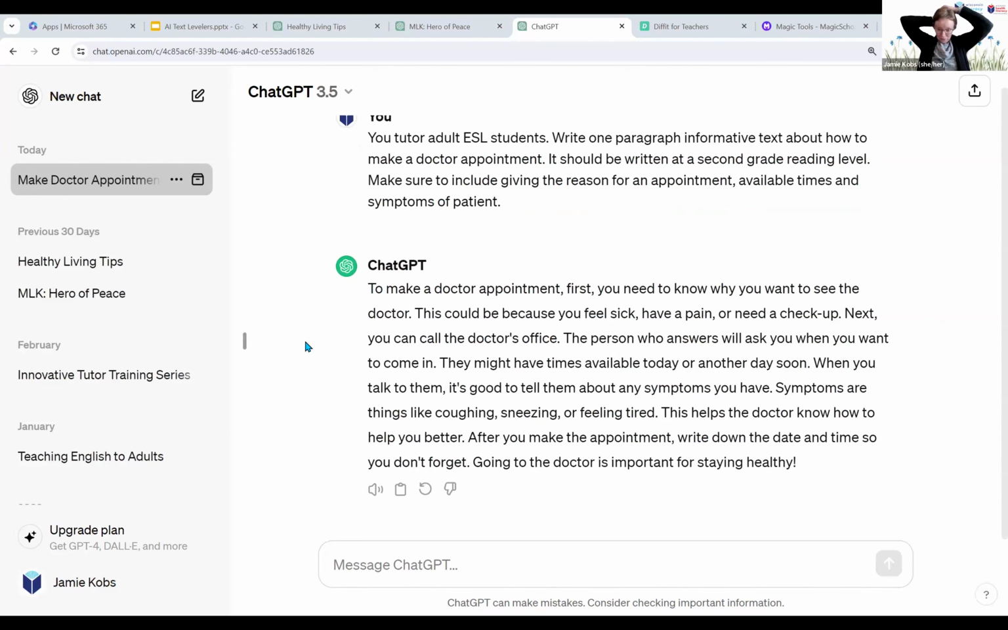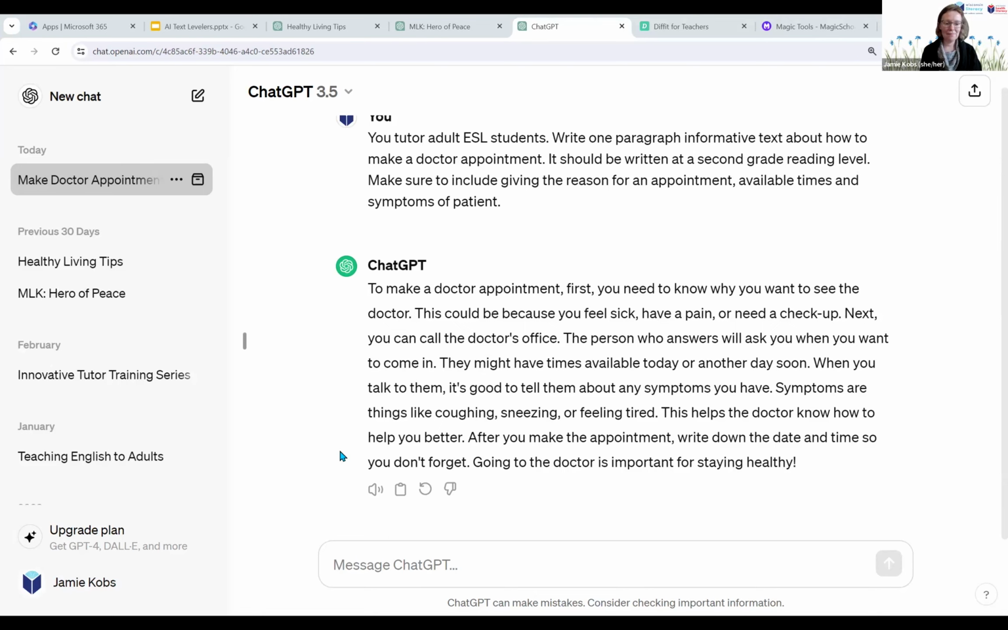To make a doctor appointment, first you need to know why you want to see the doctor. This could be because you feel sick, have a pain, or need a checkup. Next, you can call the doctor's office. The person who answers will ask you when you want to come in. They might have times available today or another day soon. When you talk to them, it's good to tell them about any symptoms you have. Symptoms are things like coughing, sneezing, or feeling tired. This helps the doctor know how to help you better. After you make the appointment, write down the date and time so you don't forget. Going to the doctor is important for staying healthy.